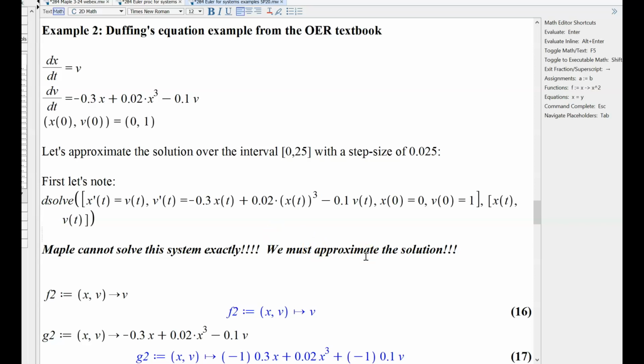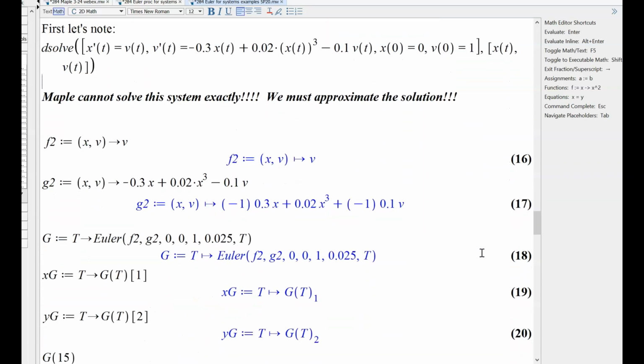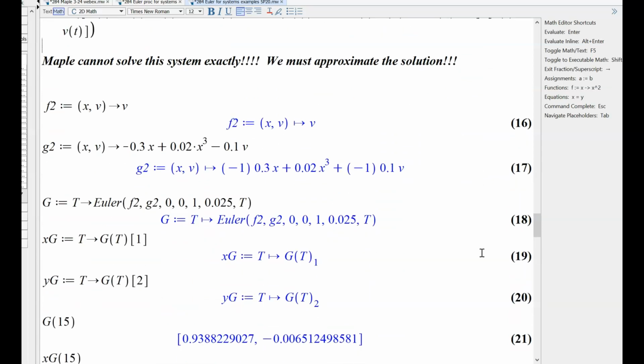That nonlinearity coming from the x cubed term means this is not a decoupled or partially decoupled system. It's a fully nonlinear system of differential equations, very difficult to solve. The only quantitative information we're going to be able to get from this is by approximating it using Euler's method. Now, this is the same document which I will have posted in Blackboard.